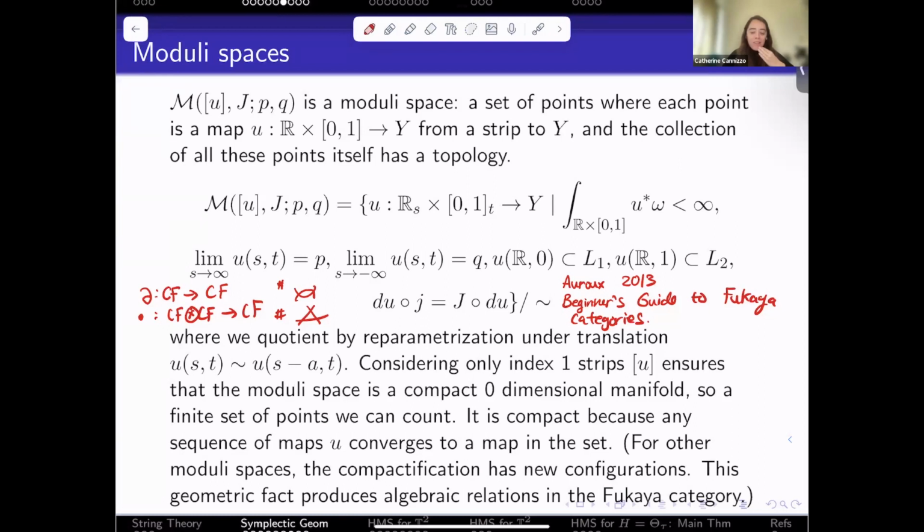This could basically be a talk in itself, talking about the algebraic relations in the Fukaya category as compactifications of these disks. But I think the thing to keep in mind is that in the Fukaya category, associativity comes from compactification of another moduli space of disks. I'm not sure if that was illuminating.